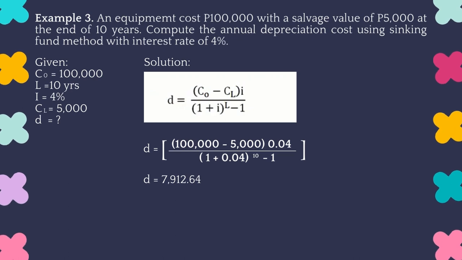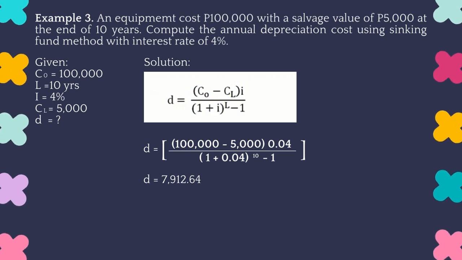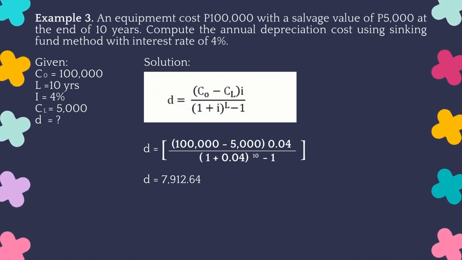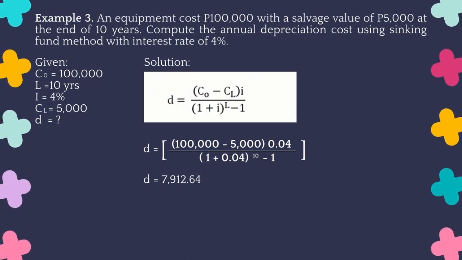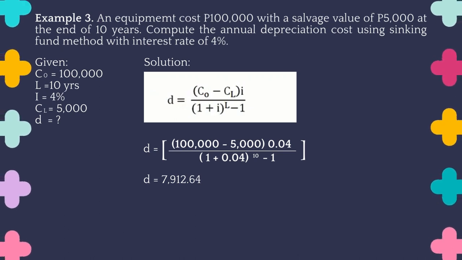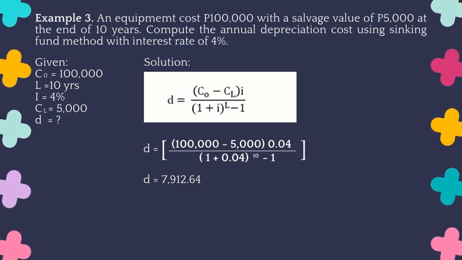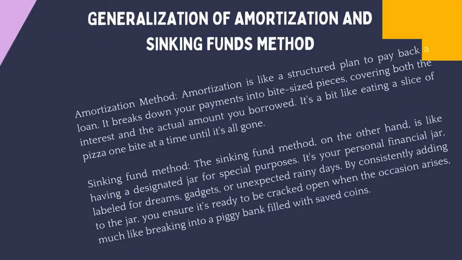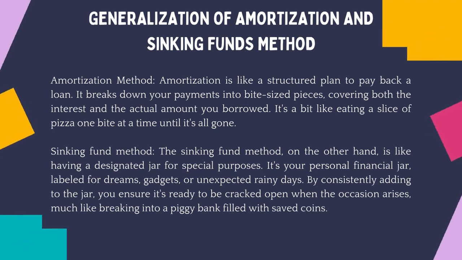So we need to find D by using the formula D is equal to C sub O minus C sub L times I over 1 plus I raised to the power of L minus 1. Substitute the values. D is equal to 100,000 minus 5,000 times 0.04 over 1 plus 0.04 raised to the power of 10 minus 1. So D is equal to 7,912.64.